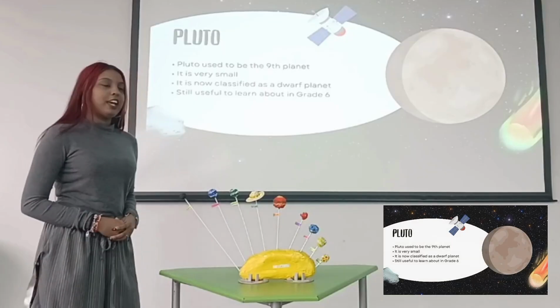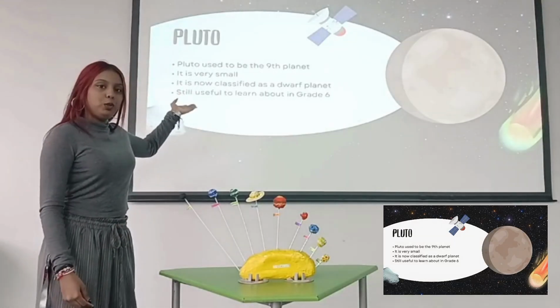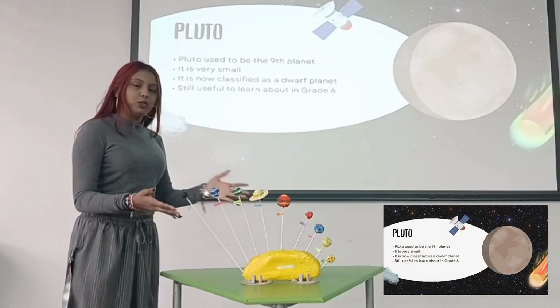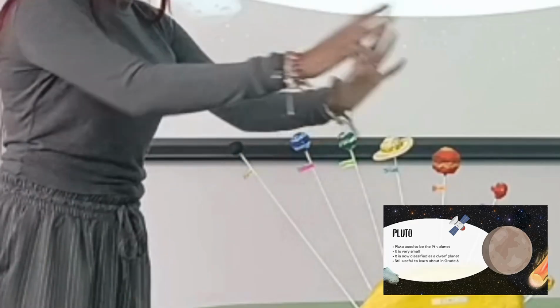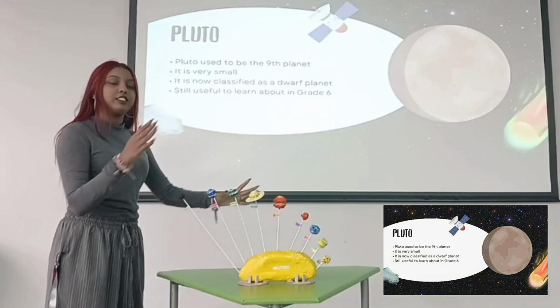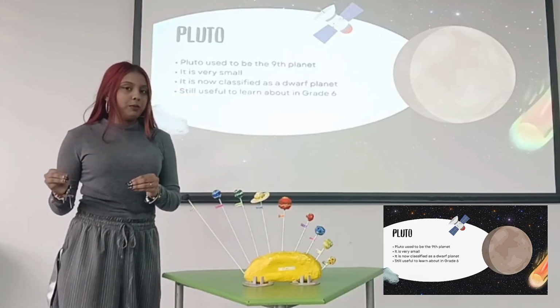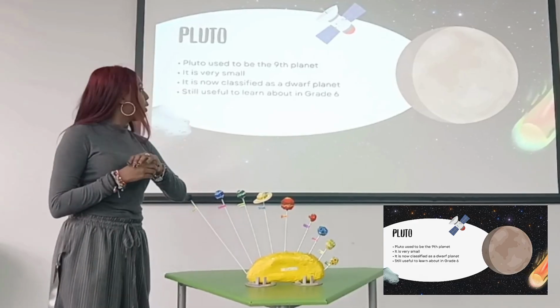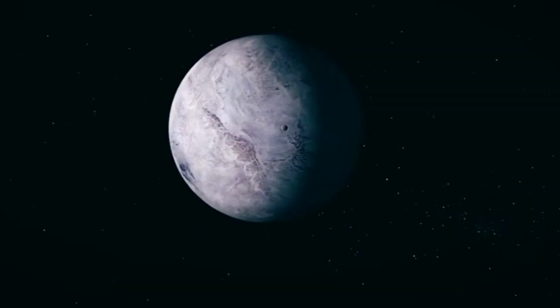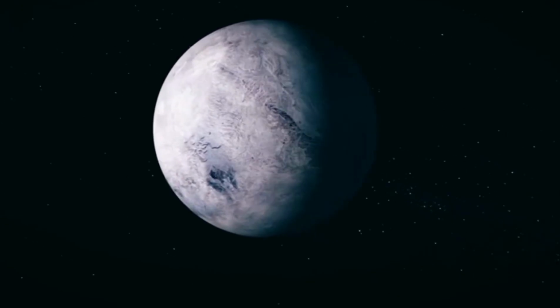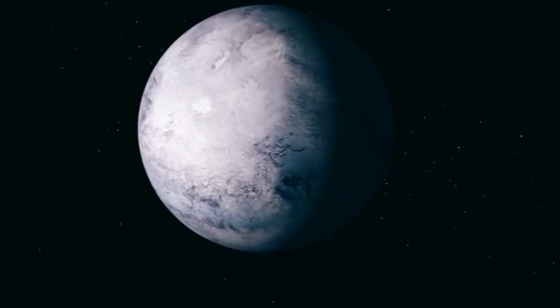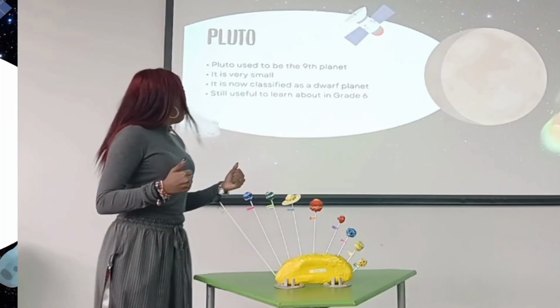Moving on to our next slide, you will see that we are talking about Pluto. If you look at our model, you will notice that Pluto is further away from the rest of our solar system. That is because it is gradually moving further and further away. And the more it gets away from our solar system, the smaller it gets, which is why it is known as a dwarf planet, which is very useful to learn about in grade 6. And as we go along, we will learn more and more about it.